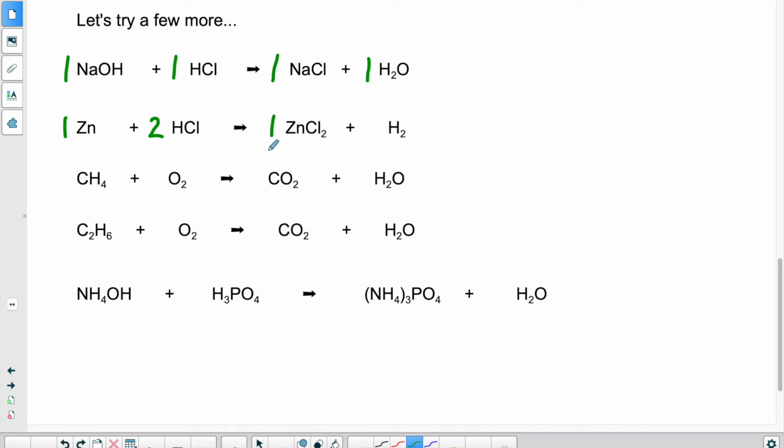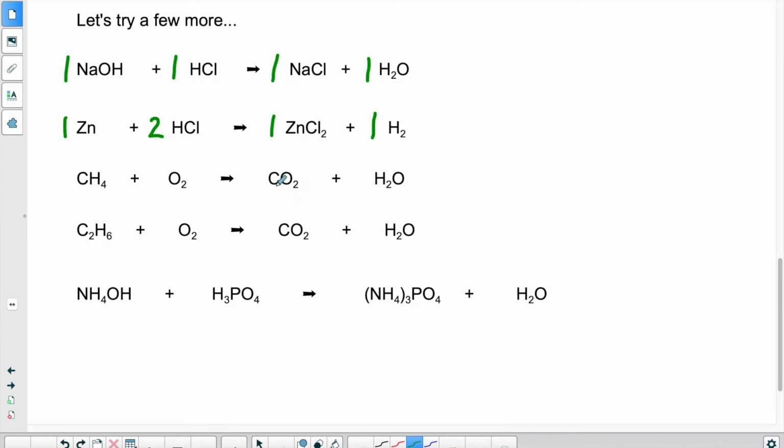That works. So now I know that the only coefficient I haven't looked at is this one for hydrogen. So I have 2 times 1 is 2 hydrogens, and I already have 2 hydrogens over here, so that means I don't need to touch it. I keep it as 1 and everything is balanced.